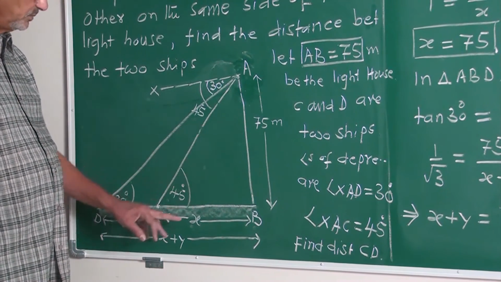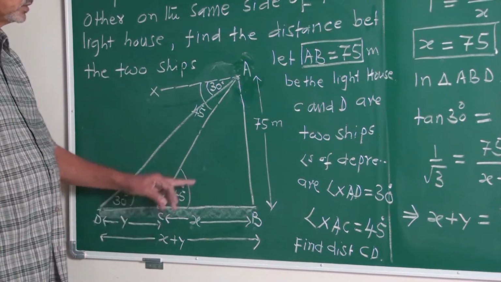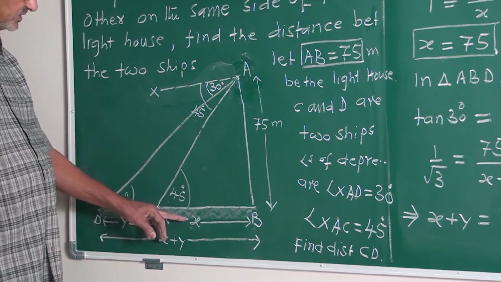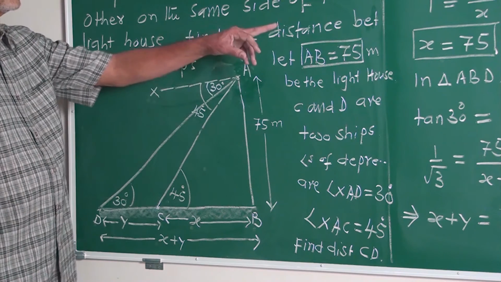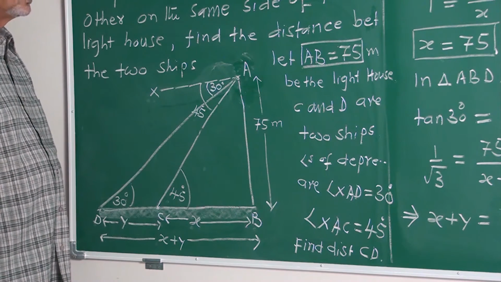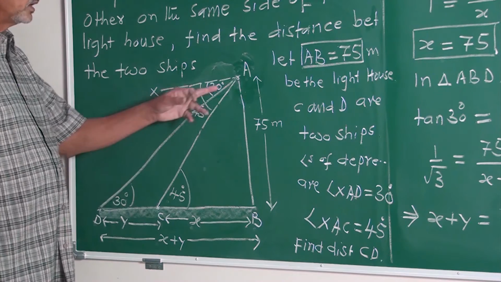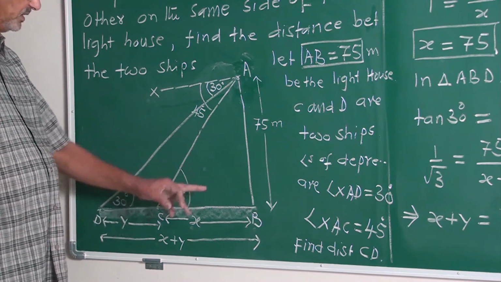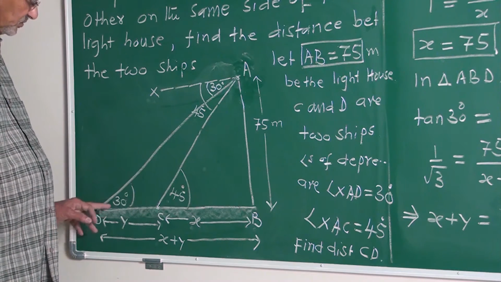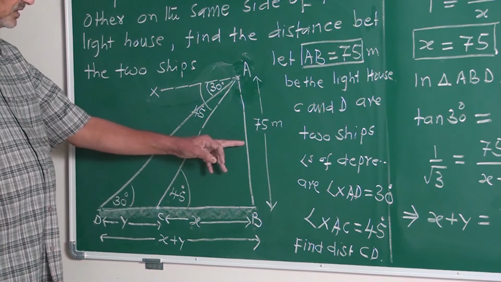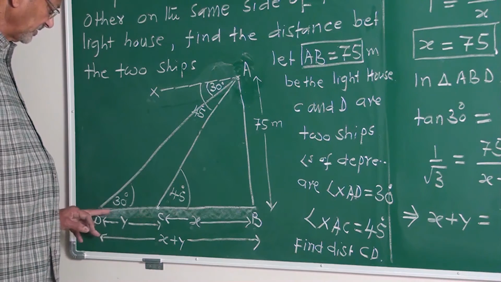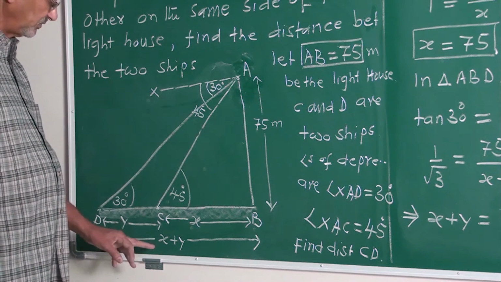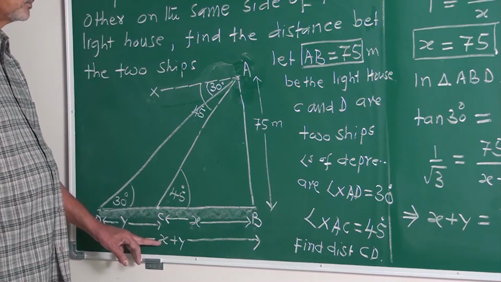Opposite side AB upon adjacent side BC: 75 upon x. Tan 45 is 1, so the value of x is 75. Fact: x is 75. Second triangle. In triangle ABD, tan 30 is opposite side upon adjacent side, AB upon BD. This is 75 upon BD, where BD is x plus y.